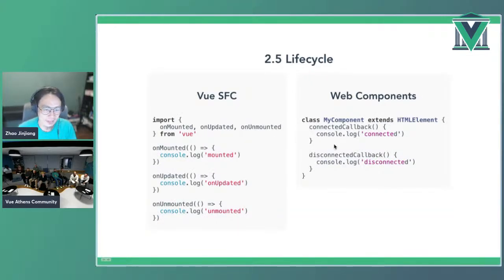Next, lifecycle hooks. In Vue, the most commonly used lifecycle hooks might be these three: onMounted, onUpdated, and onUnmounted, right? In web components, there are two callbacks called connectedCallback and disconnectedCallback, quite like onMounted and onUnmounted. Then for onUpdated, there's no equivalent in web components, mostly because in Vue, we use the component-level virtual DOM to manage the rendering result in between, which web components doesn't have.